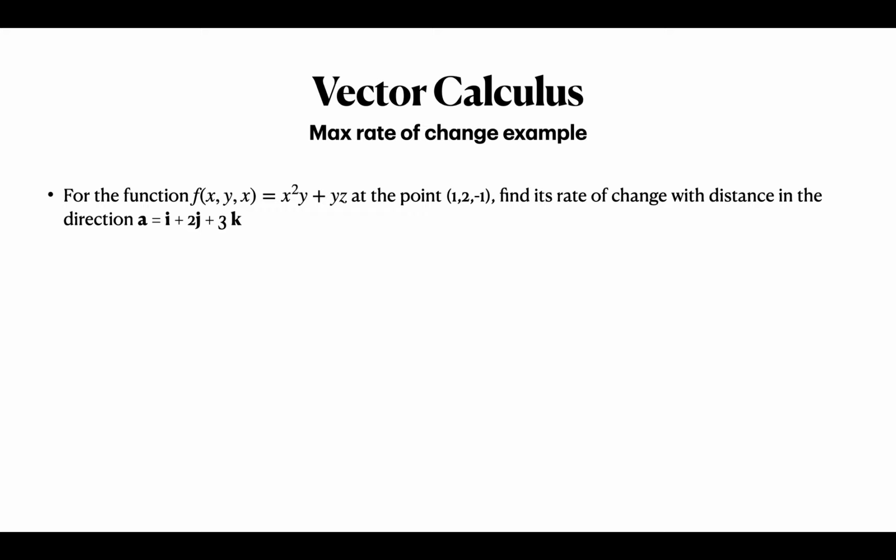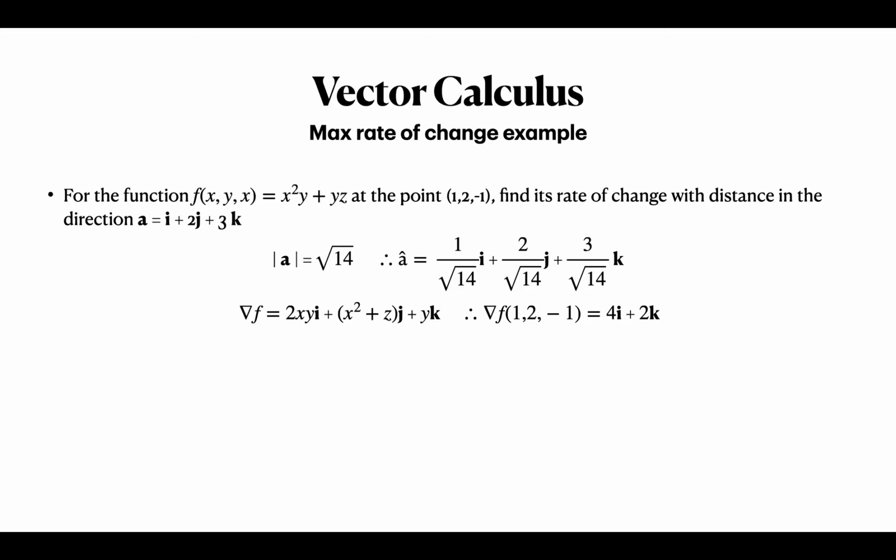You know that a is not a unit vector, it has magnitude of square root of 14. So the unit vector a hat then is 1 over root 14, 2 over root 14, and 3 over root 14 in the corresponding directions. The gradient of f in this case is very simple. You differentiate with respect to x, you get 2xy. You differentiate with respect to y, you get x squared plus z, and you differentiate with respect to z, you get y. And you evaluate that then at x equal to 1, y equal to 2, and z equal to minus 1, and you get 4i plus 2k.